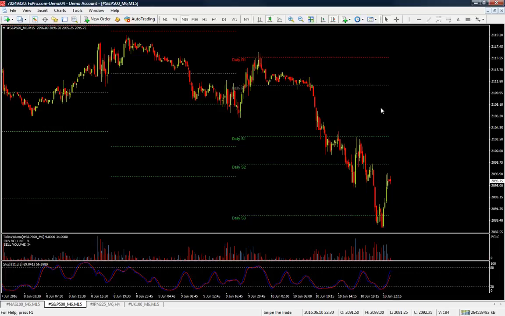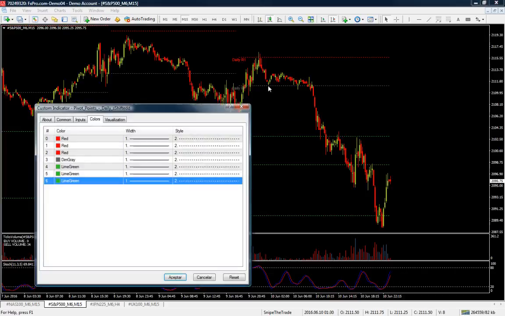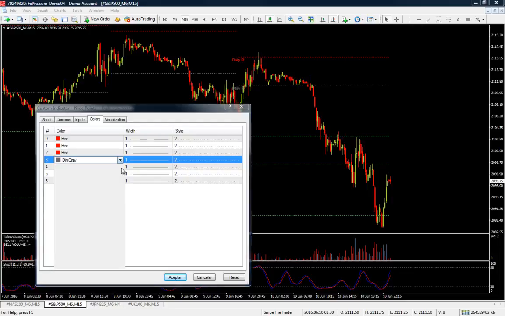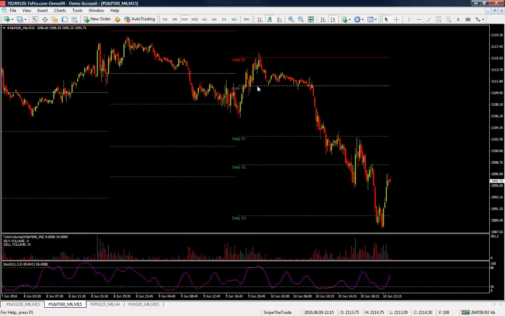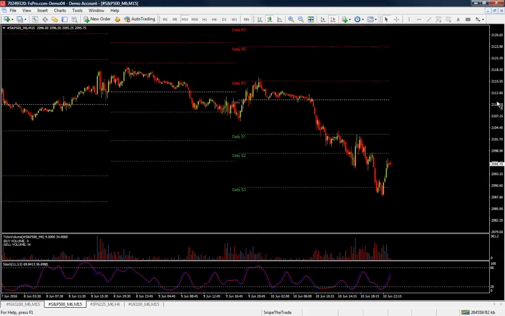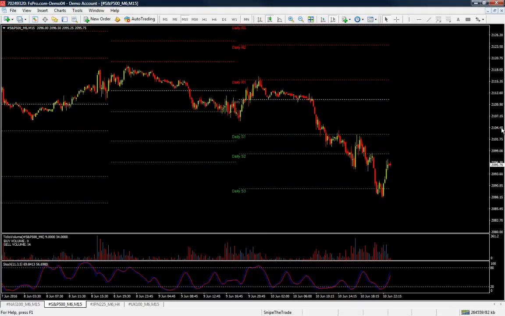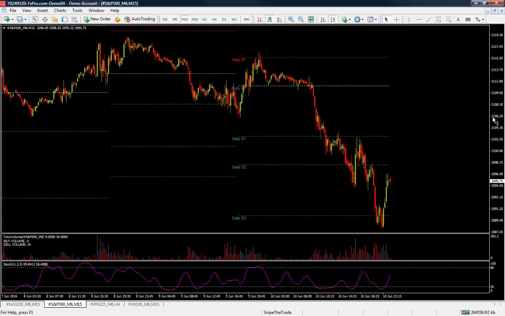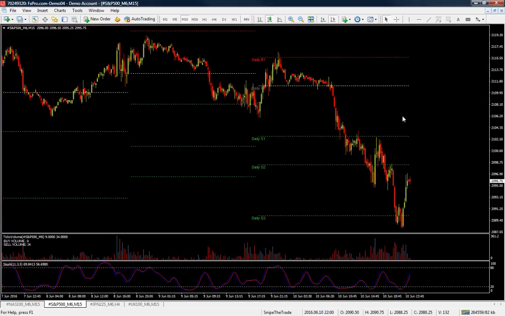Now the first thing we are going to do is look at the pivots. As you can see in black here, maybe we should use a white color for the daily pivot. On white we have the daily pivot, on red we have the daily resistance 1, 2, and 3, and in green we have the daily support 1, 2, and 3. Now, how are we going to trade stock indices with the daily pivots?